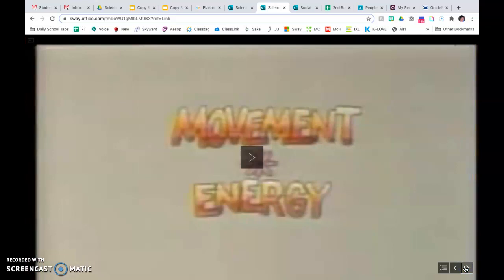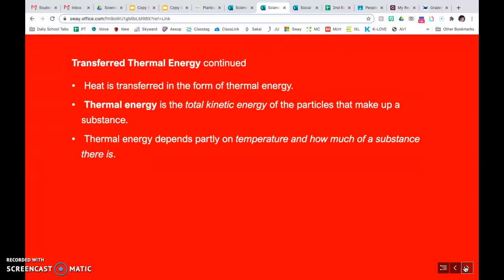Here is another Eureka video that you will come back and view. So we know that heat is transferred in the form of thermal energy. We've been saying all along that you can swap those terms out. Thermal energy is heat, heat is thermal energy. We know that thermal energy is the total kinetic energy of the particles that make up a substance. Remember, kinetic energy is energy of motion. So thermal energy depends partly on temperature and partly on how much of the substance there is.